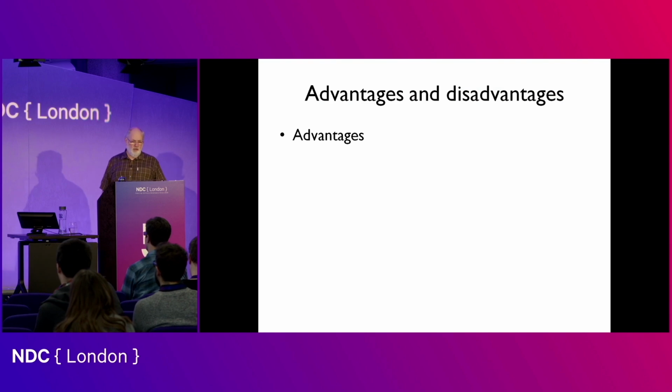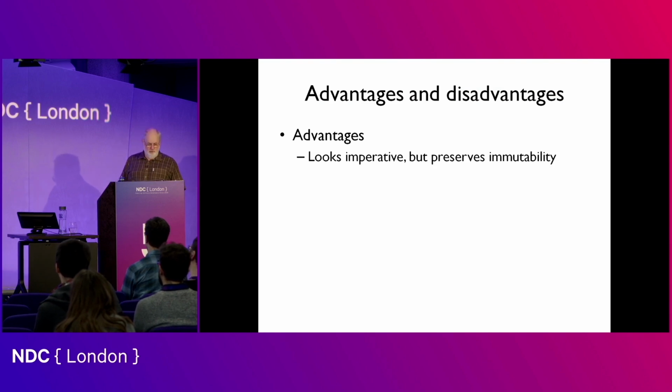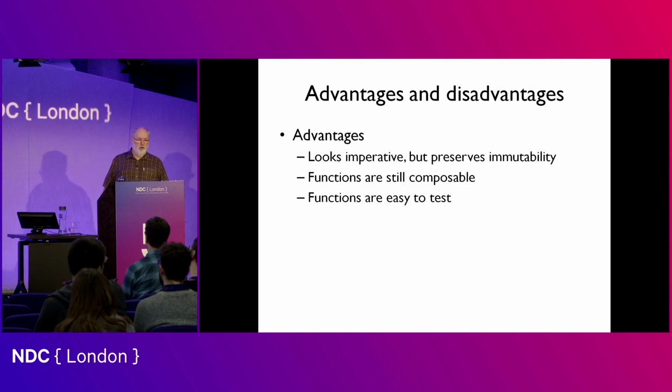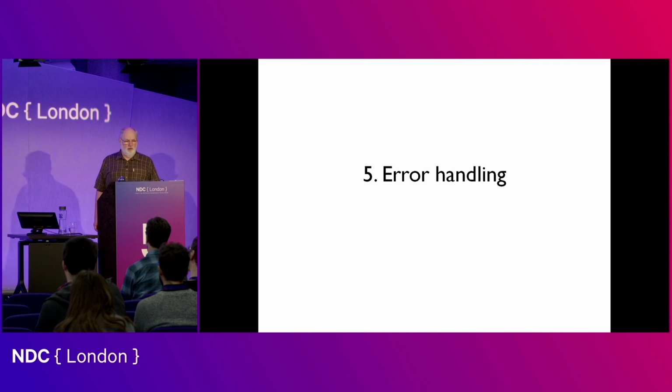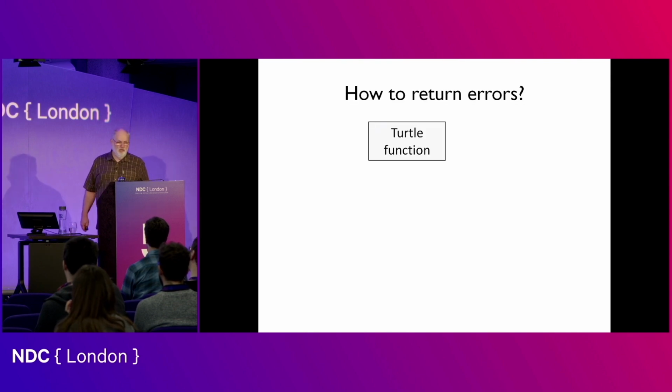So pros and cons of state. It does look imperative, it preserves immutability, functions are still composable, functions are easy to test. Downside, it's much harder to implement. Now it's getting kind of tricky. Okay, next. Error handling, same kind of thing.